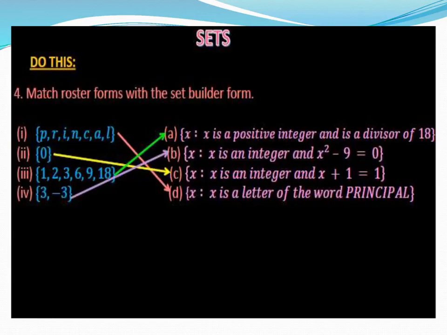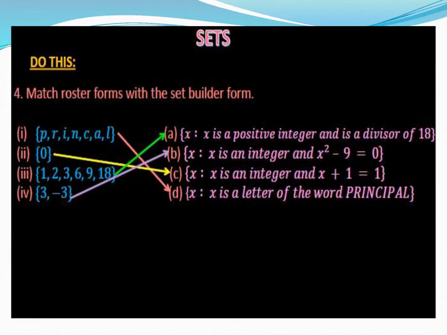Next, the set containing the single element 0. So it is equal to C. Why? Because the set of X such that X is an integer and X plus 1 equals 0. Here there is one equation. Which equation is there? X plus 1 equals 0. For which value is this equation satisfied? Only for integer 0. Then second will be matched to C. And third, 1, 2, 3, 6, 9, 18.